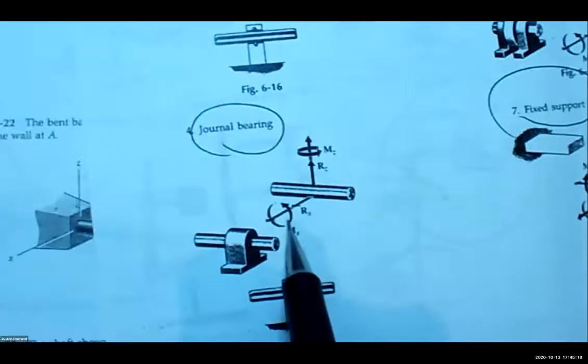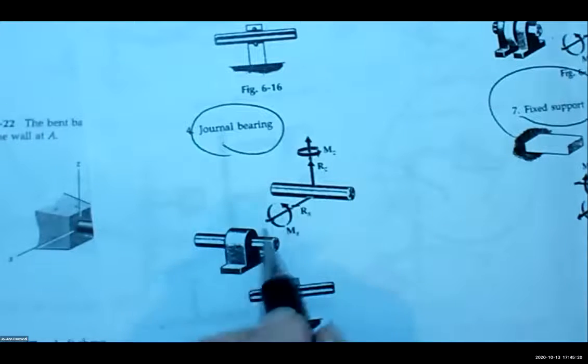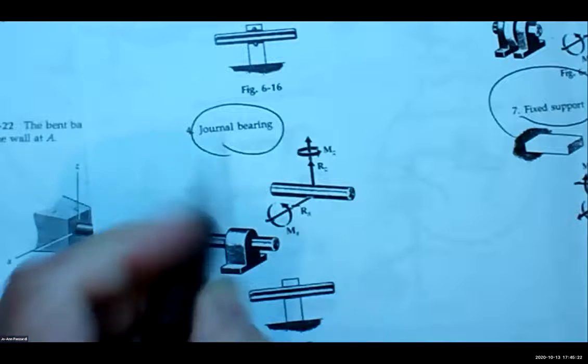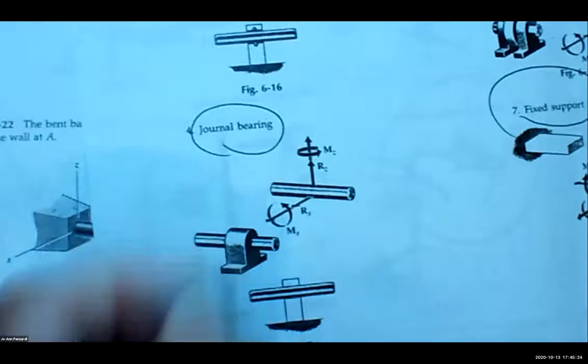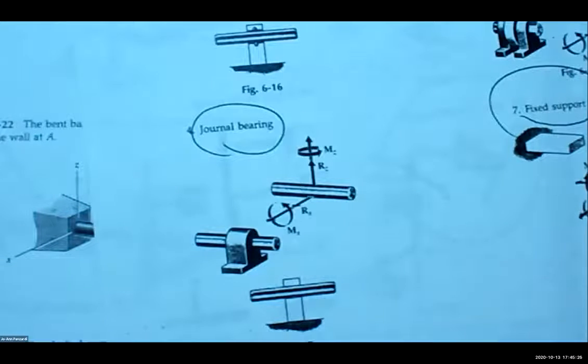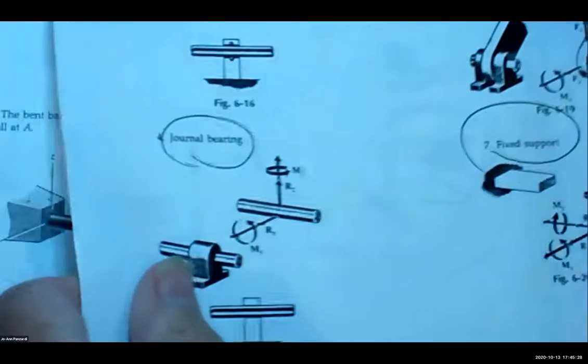It also can't spin around those axes, but it can spin around this axis. It's spinning right now. So a journal bearing can resist a force going this way, a spin this way, a force going this way, and a spin going that way. That's what a journal bearing is.